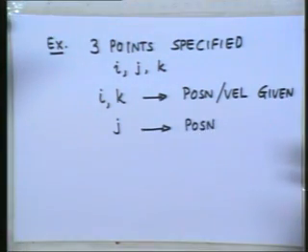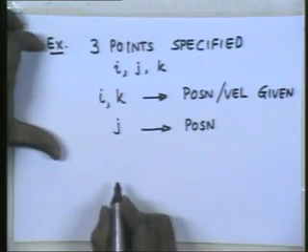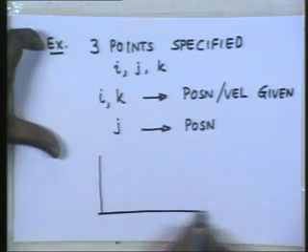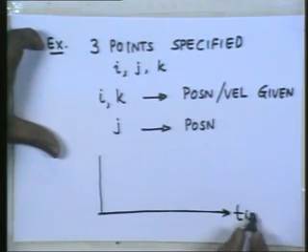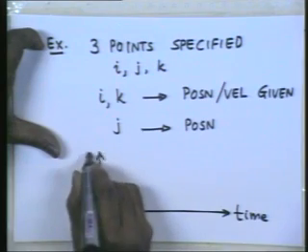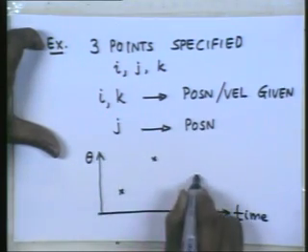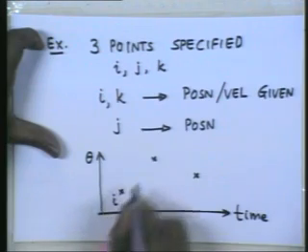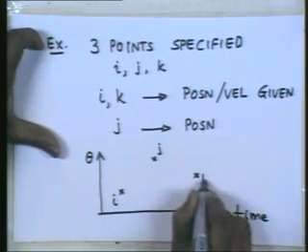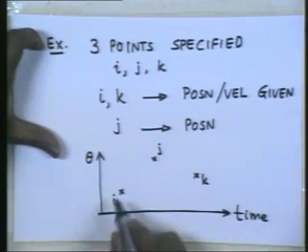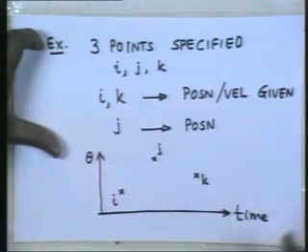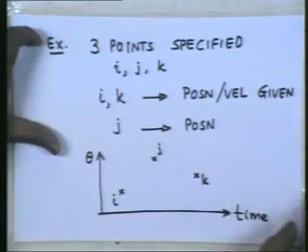How do we fit a trajectory through these type of problems? Okay, so what it means is that you have the time, you have the theta, you have one position here, another position here, and a third position here. This could be I, this is J, this is K. Okay, so we need to find a smooth trajectory through these points. Okay, so let's look at how we will do that.